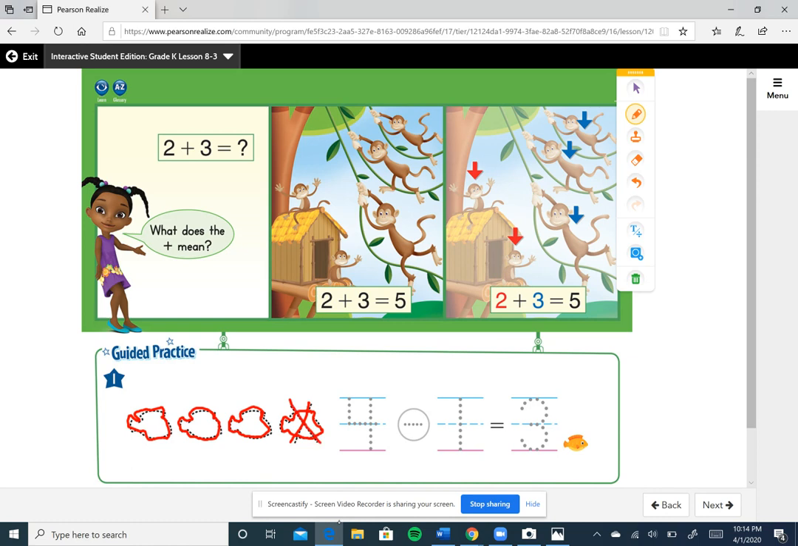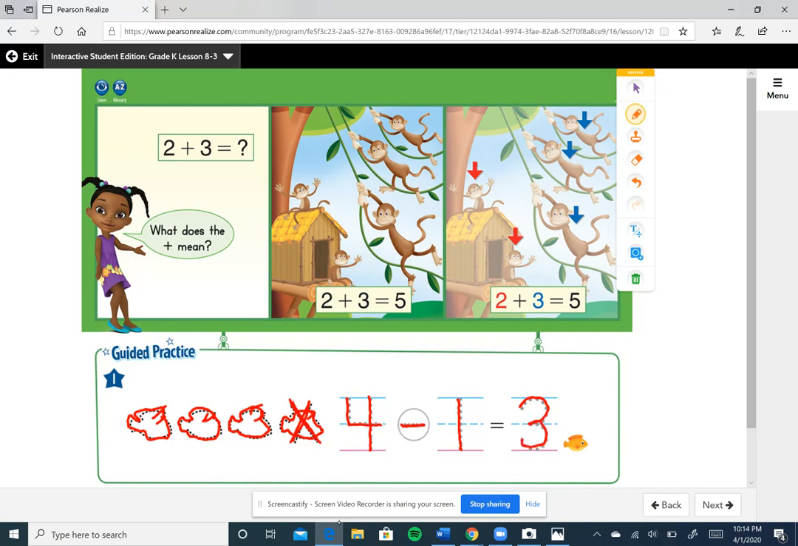So we had 4 right away. 1, 2, 3, 4. That's where this number comes from. And they crossed one out. So that means we're probably doing subtraction. So 4 minus, how many did we cross out? 1. And then how many do we have left? 1, 2, 3. There are 3 left.